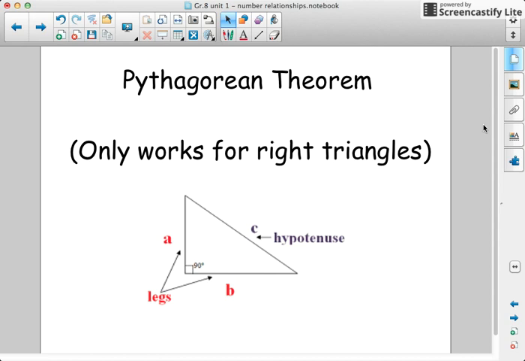We're going to go over the Pythagorean theorem in this lesson. A couple things to remember is that it only works for right triangles, meaning it has a 90-degree angle in it. So if we look at a right triangle, we call the sides labeled A and B legs, and the side labeled C the hypotenuse. The hypotenuse is always the side opposite of the 90-degree angle. This is important when we come to our formula. So you need to remember that.